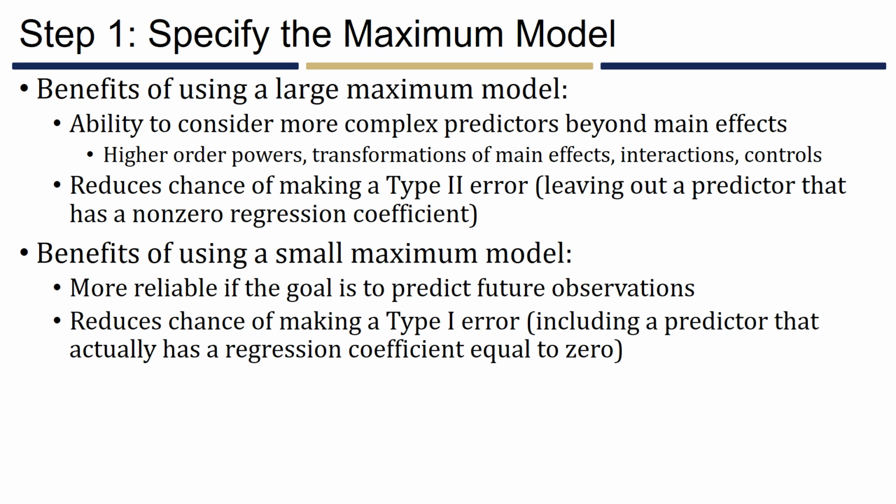A small maximum model also reduces the chance that you make a type 1 error. In this case, a type 1 error would be including a predictor that actually has a regression coefficient equal to 0. So we include a non-significant predictor in our final model whenever, in fact, the model selection process found that that predictor should be in the model. So that is one benefit of using a small maximum model, it reduces the chance that we put predictors that aren't significant into the final model.